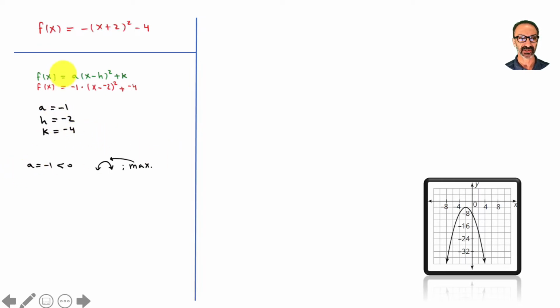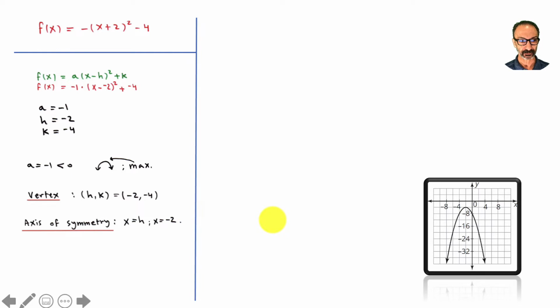Now, because a is -1, it's going to open down, and we're going to have a maximum at the vertex. The vertex is straightforward from h and k, which is -2, -4. Yes, it does show that. Pay attention that the scale here on the x is going by 2s, and on the y it's going by 4. The axis of symmetry will be x equals h.